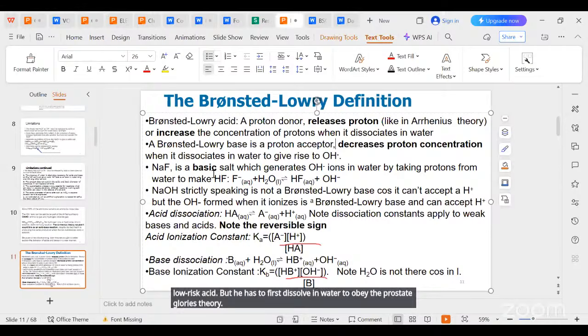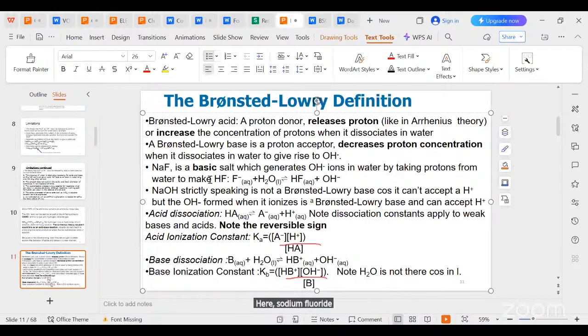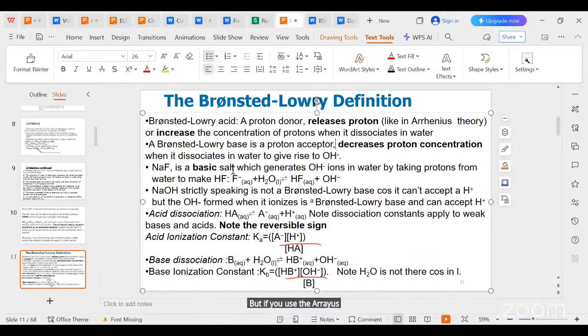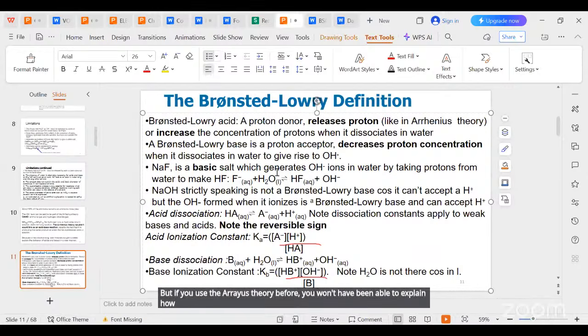Here, sodium fluoride, the Brønsted-Lowry theory has helped us explain how sodium fluoride is a basic salt. But if you use the Arrhenius theory, you would not have been able to explain how sodium fluoride is a basic salt, because it doesn't give room for such explanation.